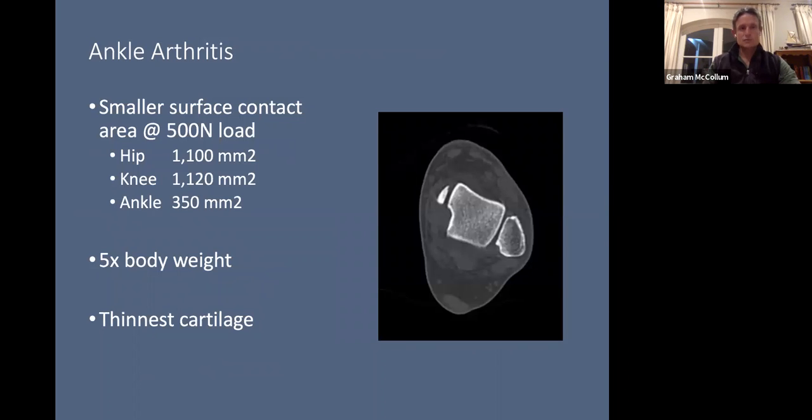It's also a very small surface area. The hip surface area is about 1,000 square millimeters, and the knee about the same, and the ankle about 1/3 of that. So if you're just jumping on one leg, about 5 times your body weight is going through that very small bearing surface with the thinnest but most durable cartilage in the body.